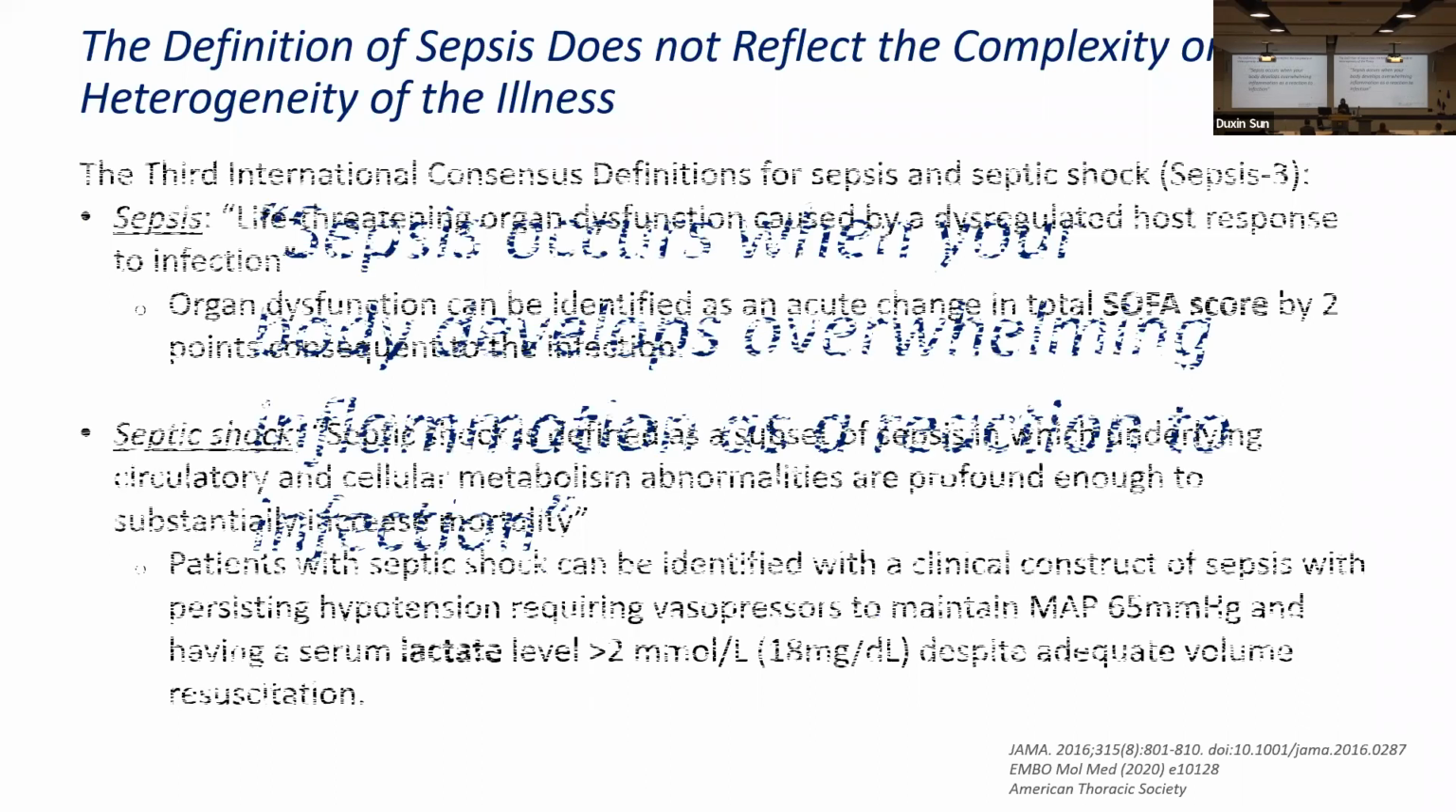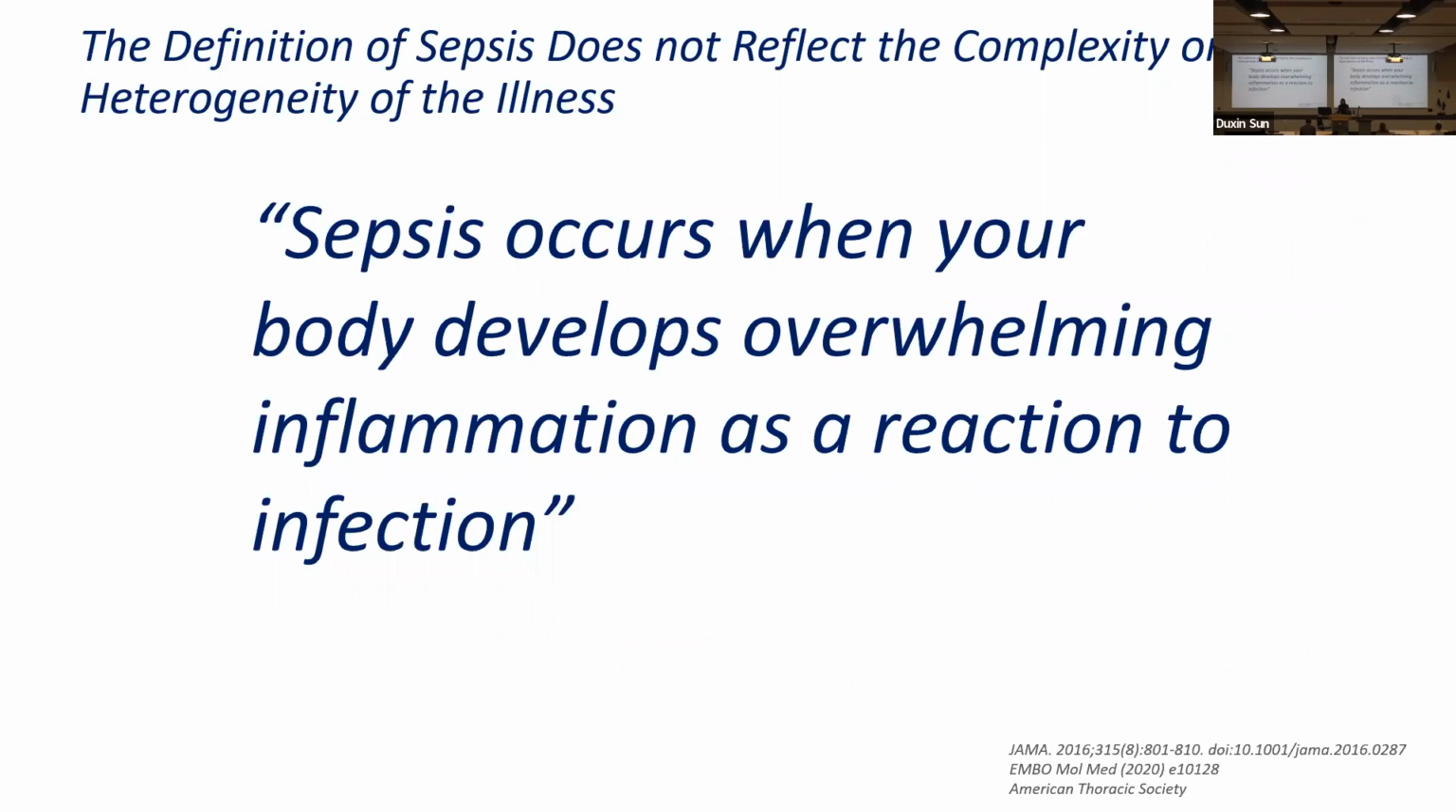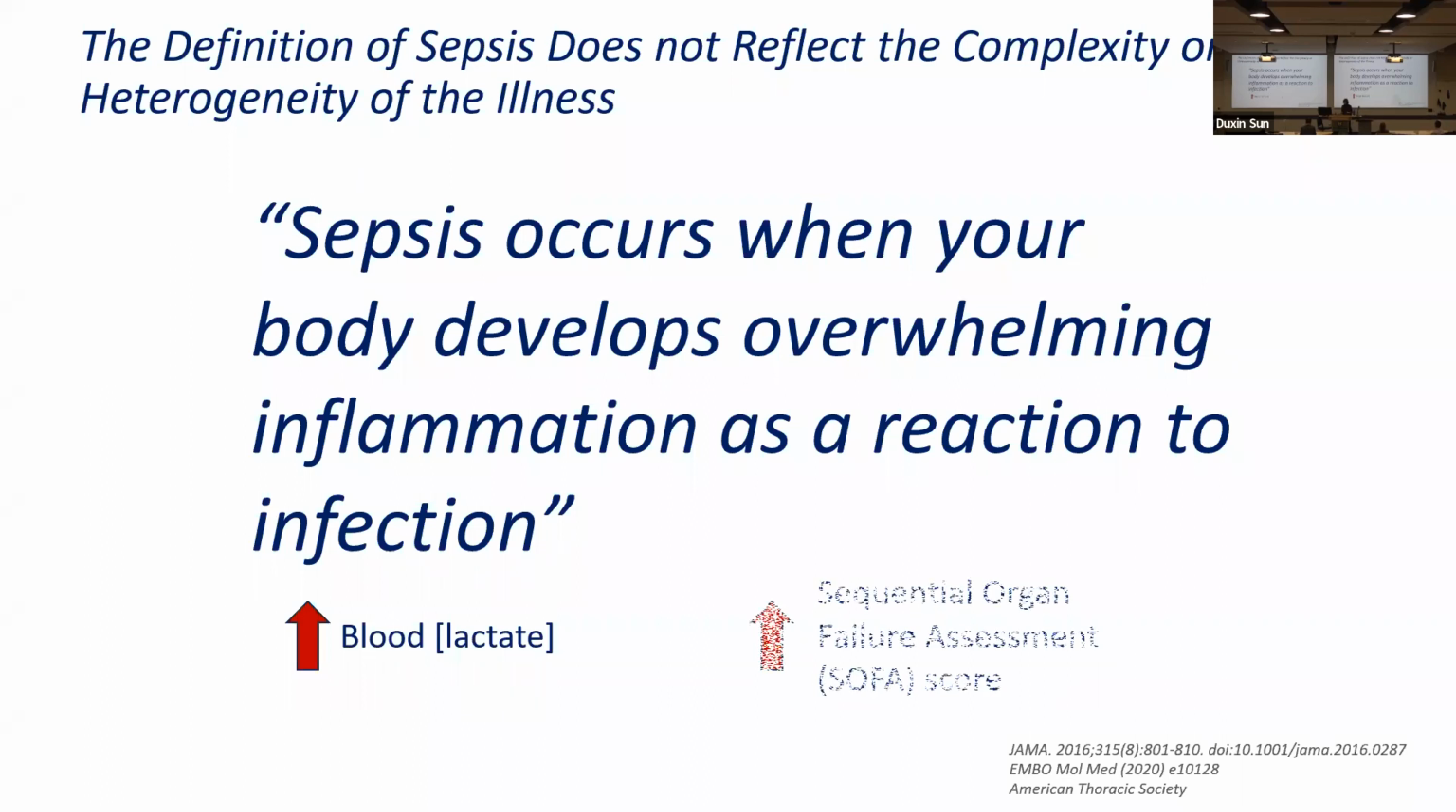So just to put it very simply, in layperson's terms, sepsis occurs when your body develops an overwhelming inflammatory response to an infection. And this is really the general definition, and it doesn't go much further than that. We have two primary tools that we use clinically. One is the blood lactate level. Typically, the higher it is, the more severe or worse the sepsis is. And the sequential organ failure assessment score, the higher that is, the worse, the more severe the disease is.